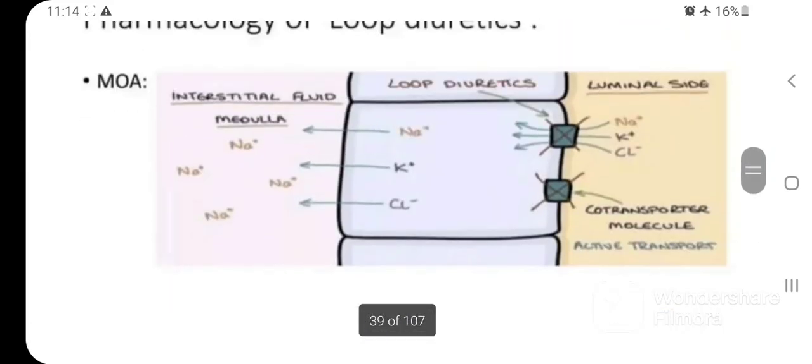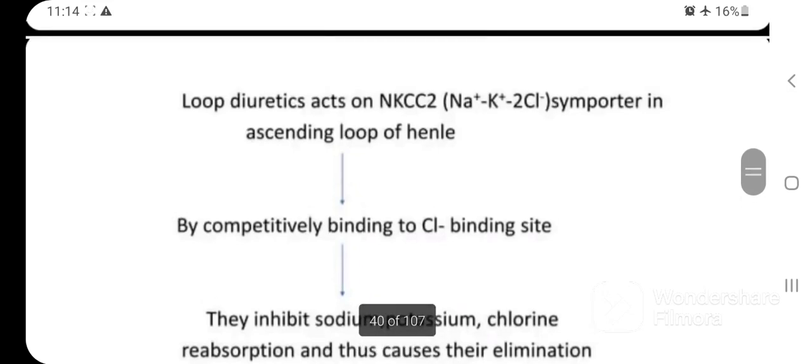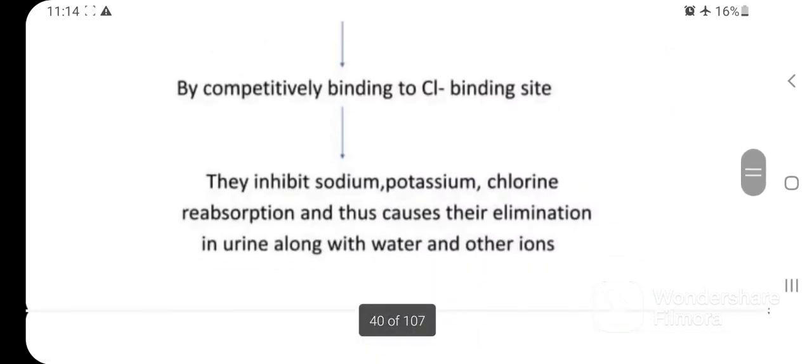Then pharmacology, the simple mechanism of action of these loop diuretics. Loop diuretics act on NKCC2. Now what is this NKCC2? N means sodium, K means potassium, and 2Cl means two chloride molecules. These loop diuretics act on the sodium, potassium and chloride symporter in the ascending loop of Henle. Okay, one is descending and one is ascending. They will act here, in the ascending loop, by competitively binding to the chloride binding site.